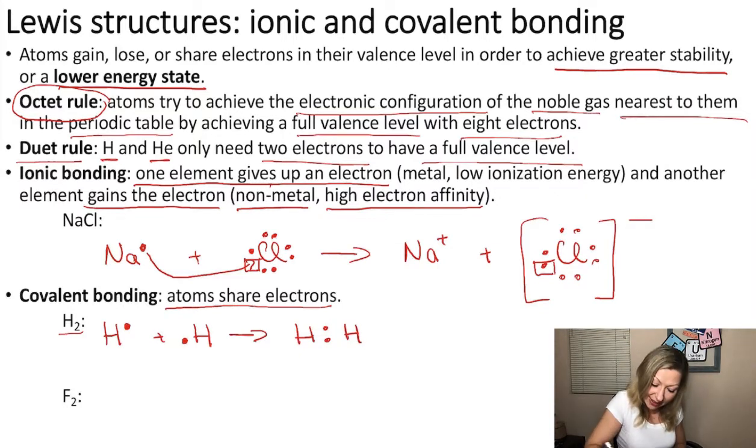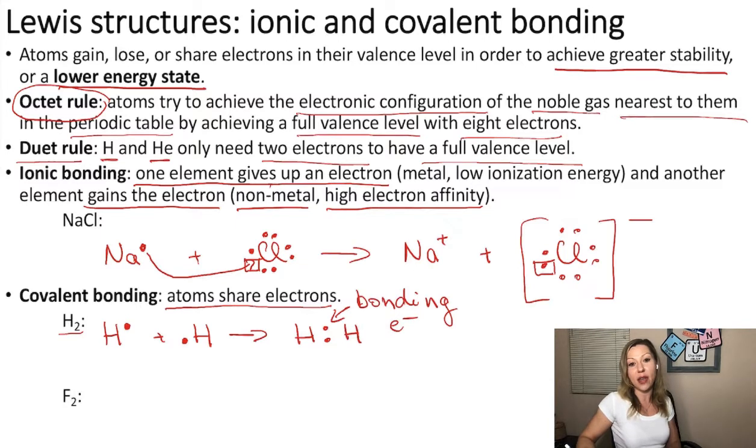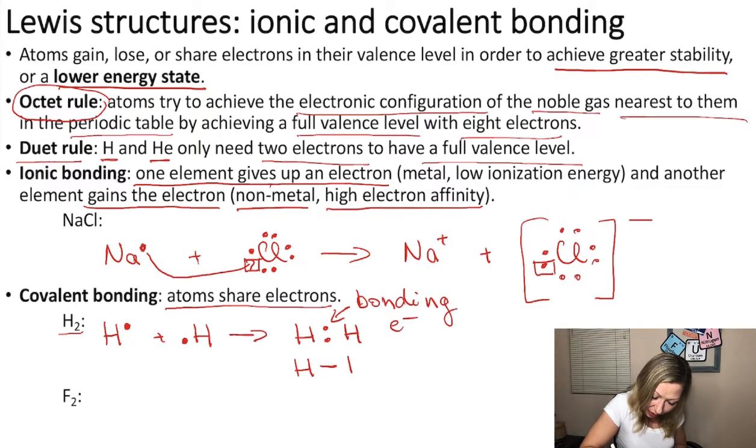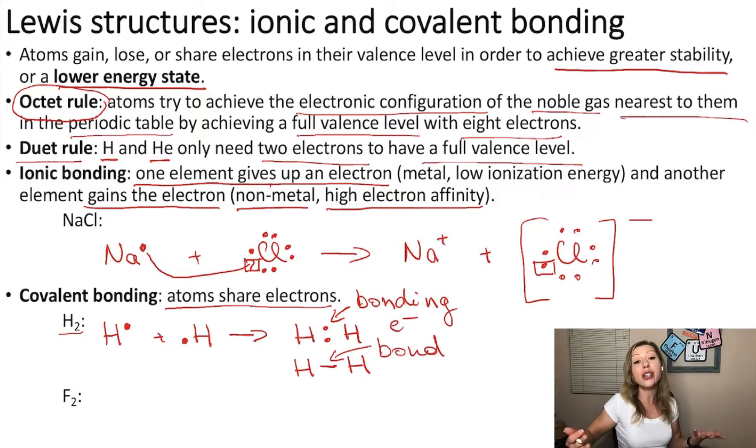Okay, so this is actually going to be called a bonding electron pair, bonding electrons, because they form a bond between the 2 atoms. You can also represent the 2 electrons that form one bond with a line, so H, line, H. So this is going to be a bond between the 2 hydrogen atoms.